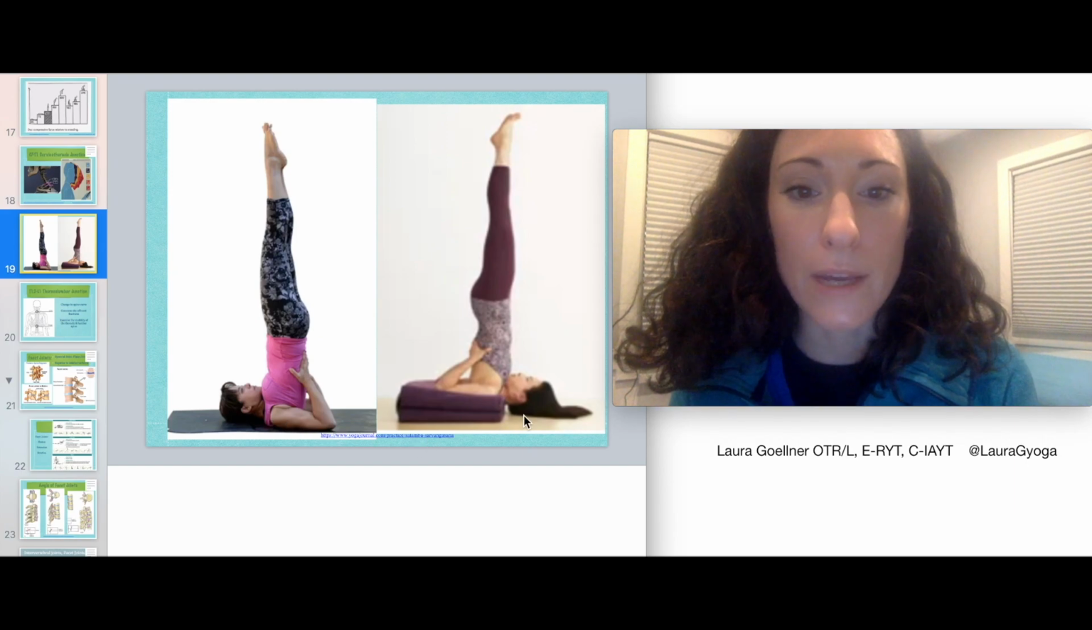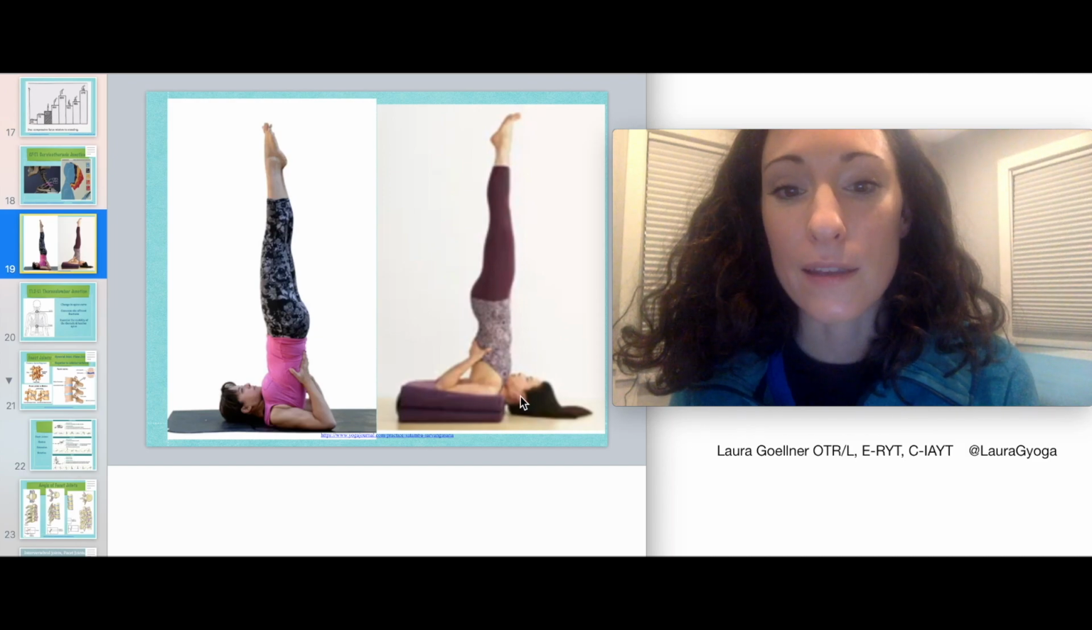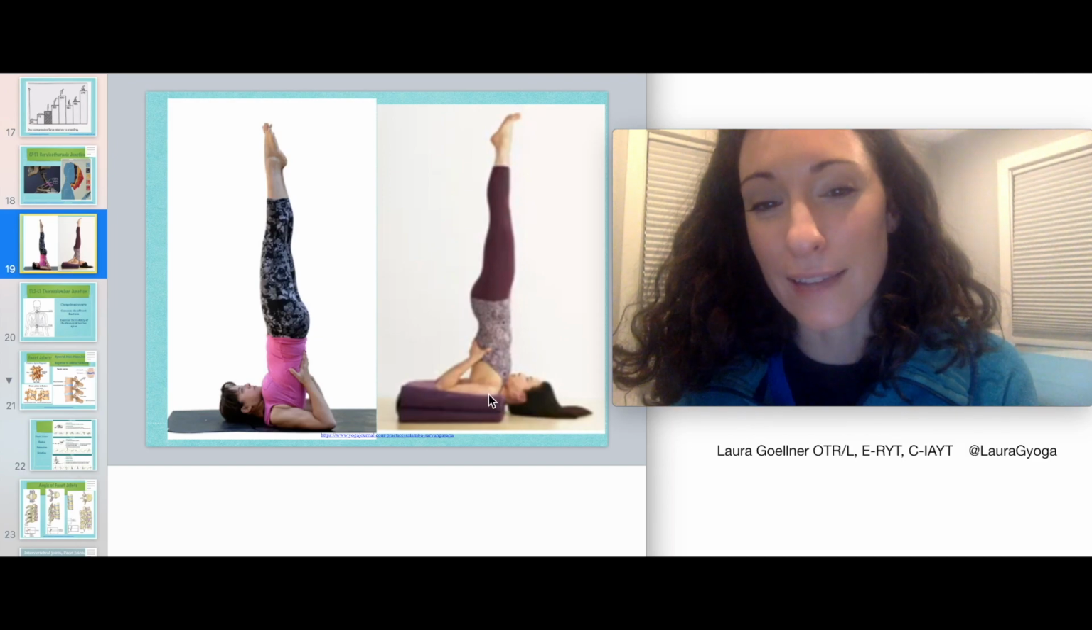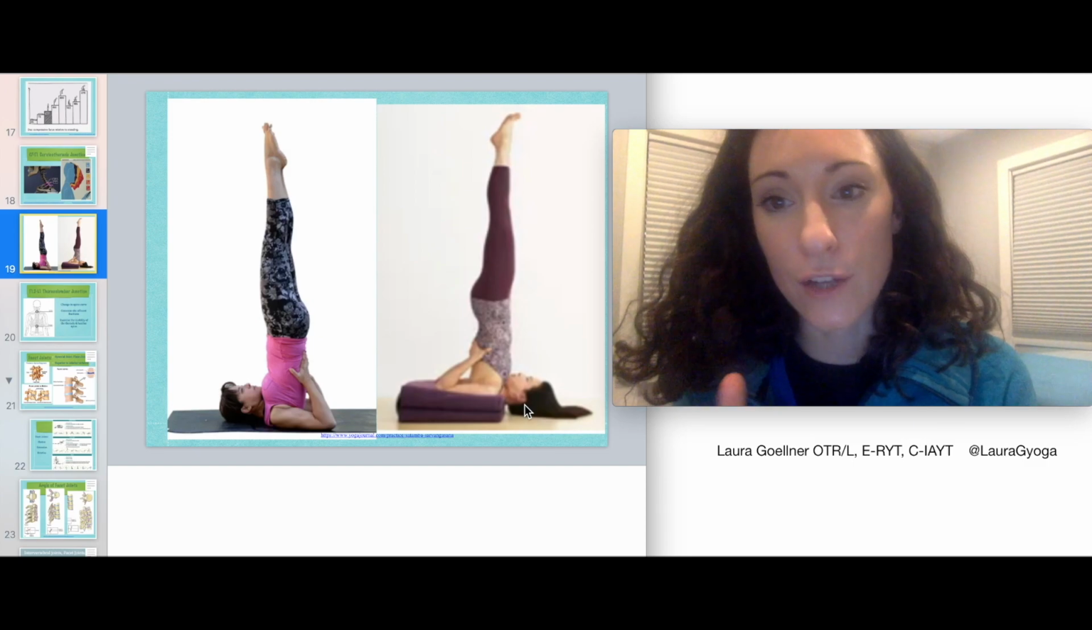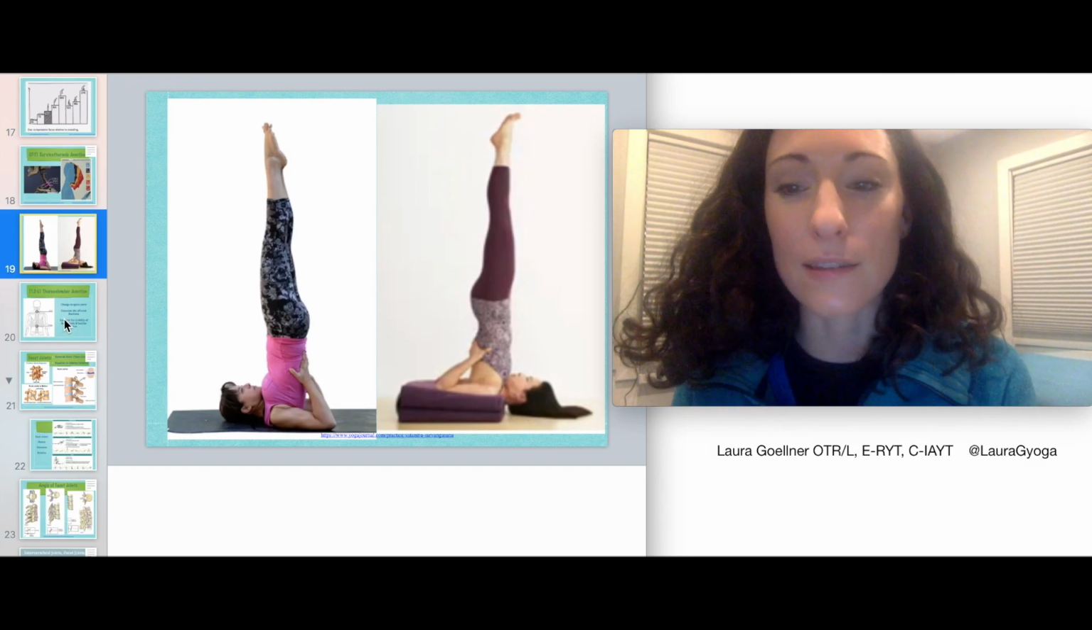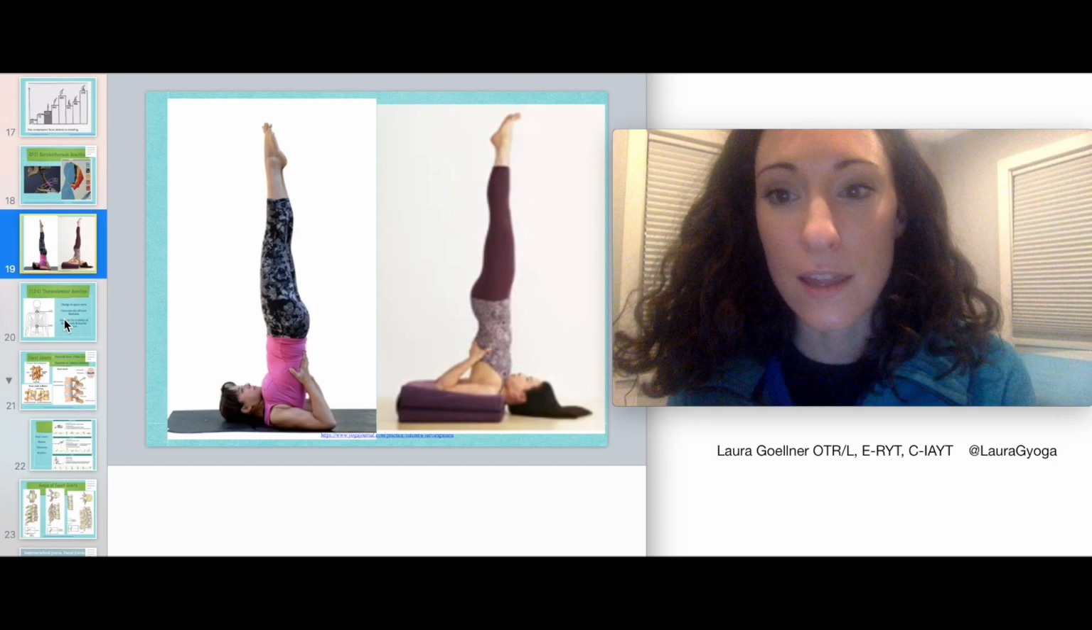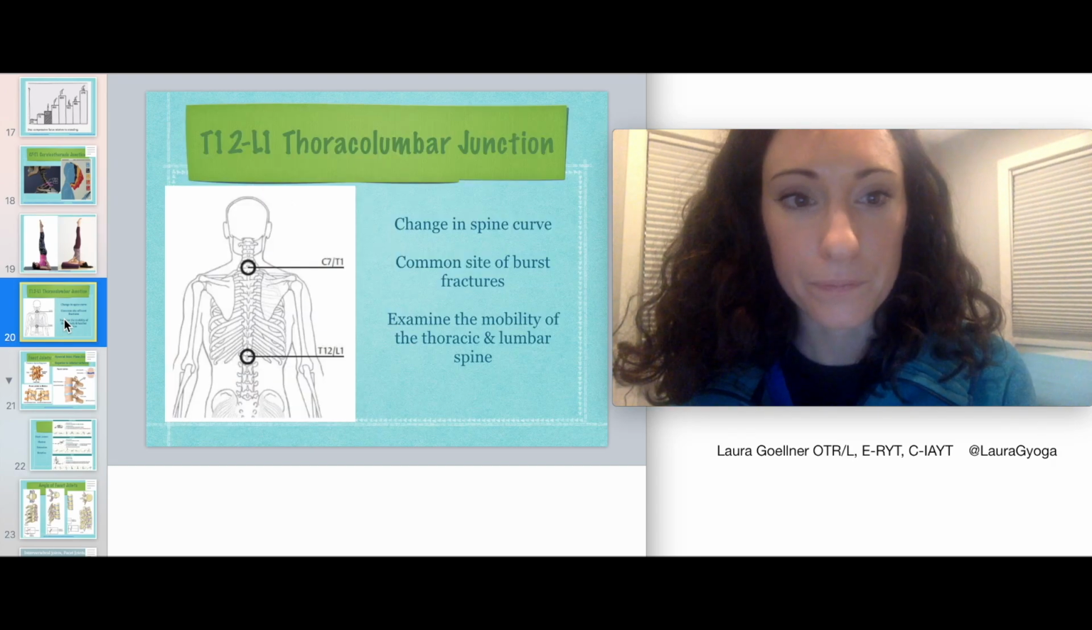So the way that we kind of fix that is we stack blankets under the shoulders so that the head is resting on the floor, but it's less of an angle, it's less flexion in the neck, and therefore less likely to strain the lower part of the neck.